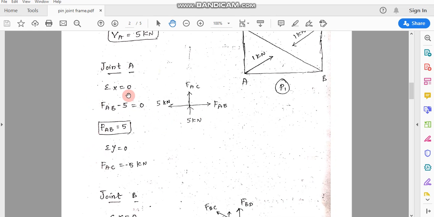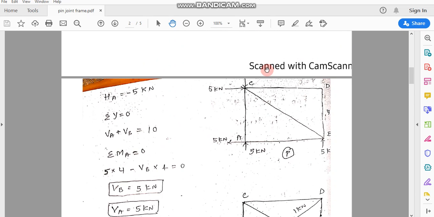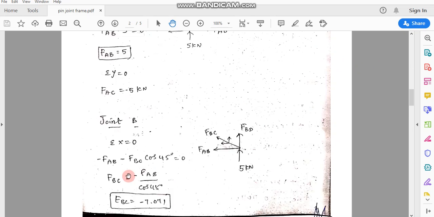Force in AB, if you simply do sigma x is equal to 0, you will get force in AB is equal to 5, whereas for force in AC, you will get minus 5. Similarly, we will go for joint B. Always remember, we have to go for this figure, because we have removed this one totally. For joint B, sigma x is equal to 0. This is the figure. So all horizontal forces are equal to 0.